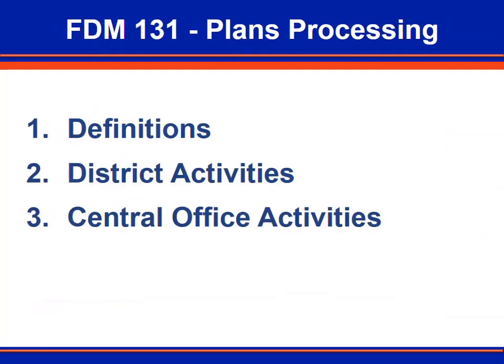This chapter has three primary sections. First section contains definitions that are specific to this chapter. This is the only chapter that has a definitions section. Typically, commonly used terms are defined in FDM 102 glossary of terms. The rest of the chapter is divided into activities that occur in the District Plans Processing Office and activities that occur in the Central Office prior to being submitted to the Contracts Office for letting.